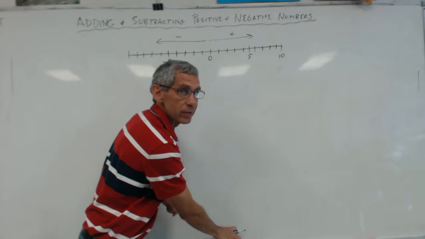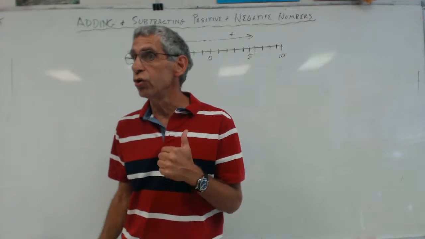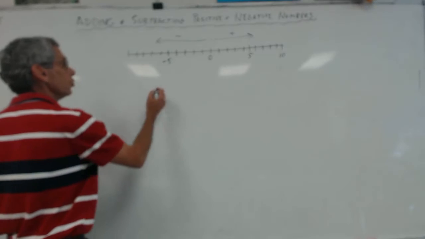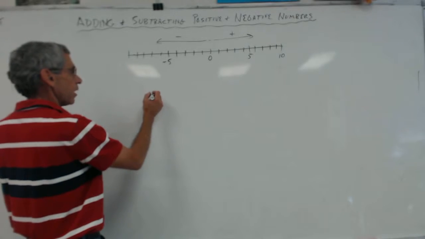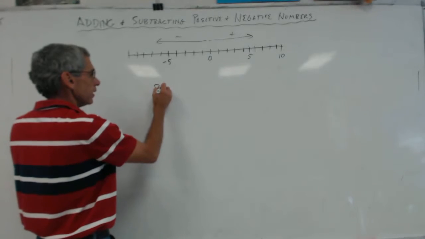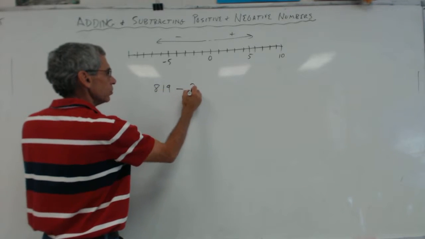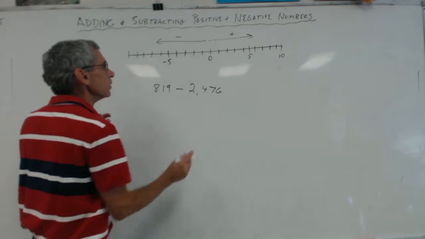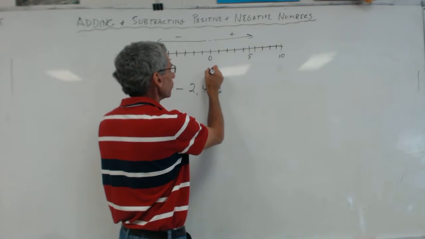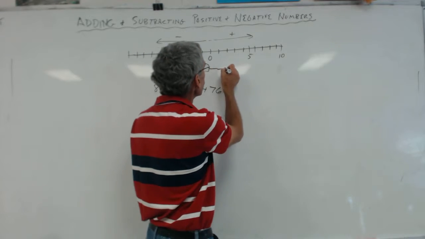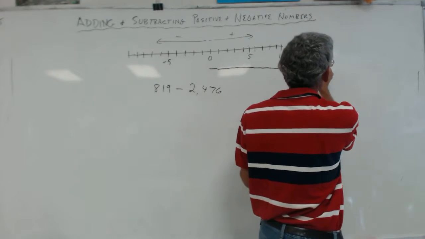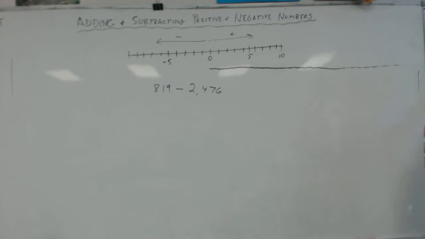Now, there's a problem with this. There is a huge problem with this method. Huge, huge, huge. Now, I'll give you another problem. Let's do 819 minus 2,476. Okay, so now we're just going to do this. We're going to start at 0. We're going to go 1, 2, 3, 4, 5, 6, 7, 8, 10, 11, 12, 13, 14, 15, 16, 17, 18, 19. Okay, wait a minute.